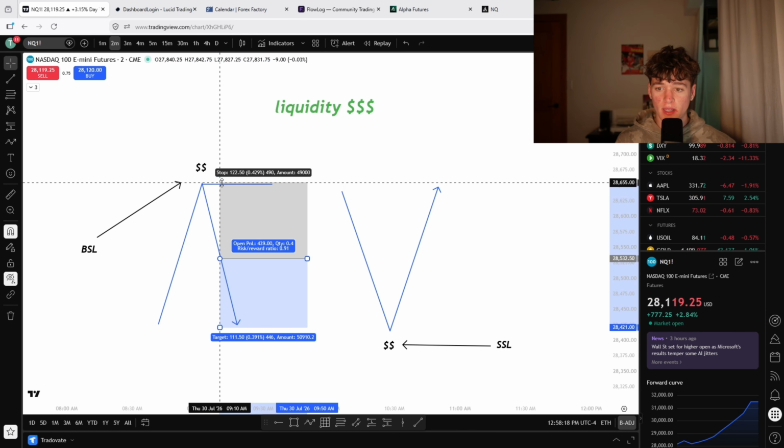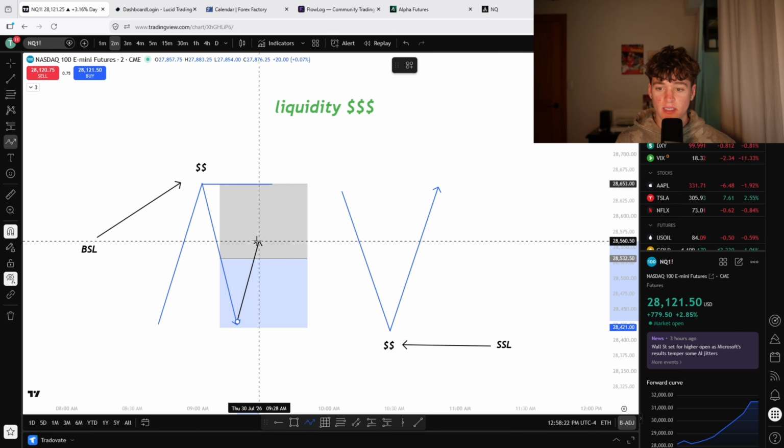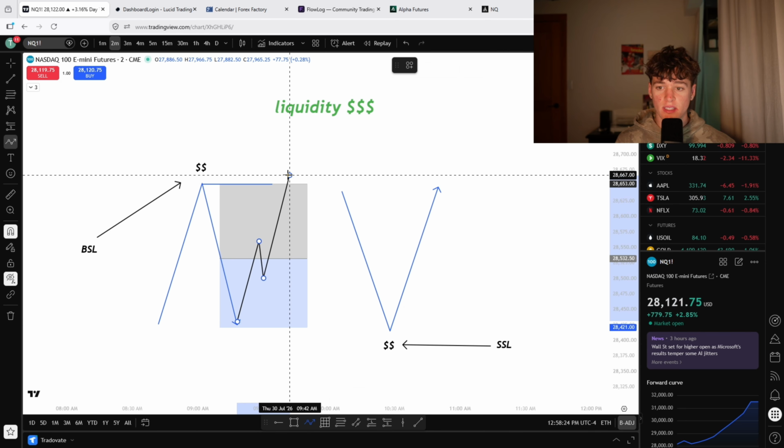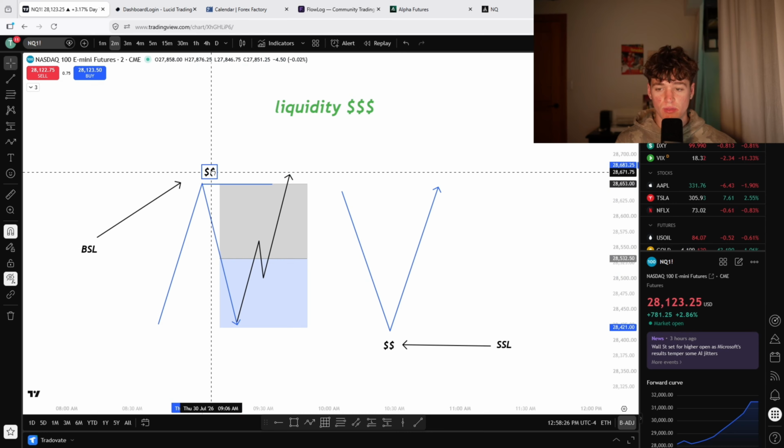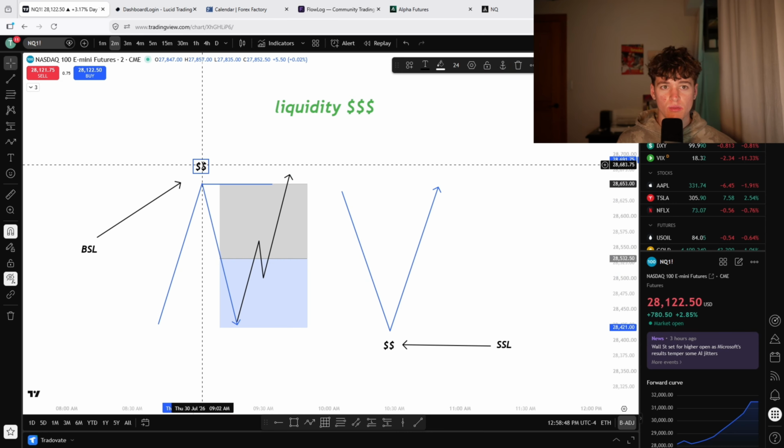So what is big money going to want to do to enter the market? They're going to want to push price to your stop loss, claiming all of this money that was resting here. So this is what we call buy side liquidity. Liquidity that rests at highs and liquidity that the market makers buy to get to.